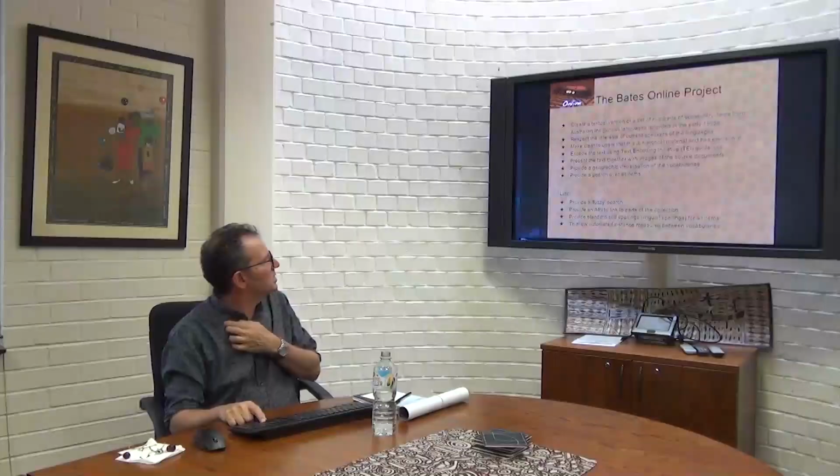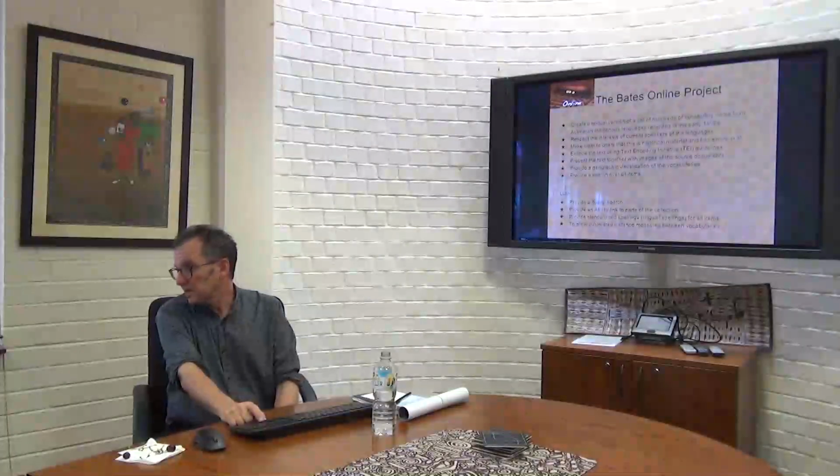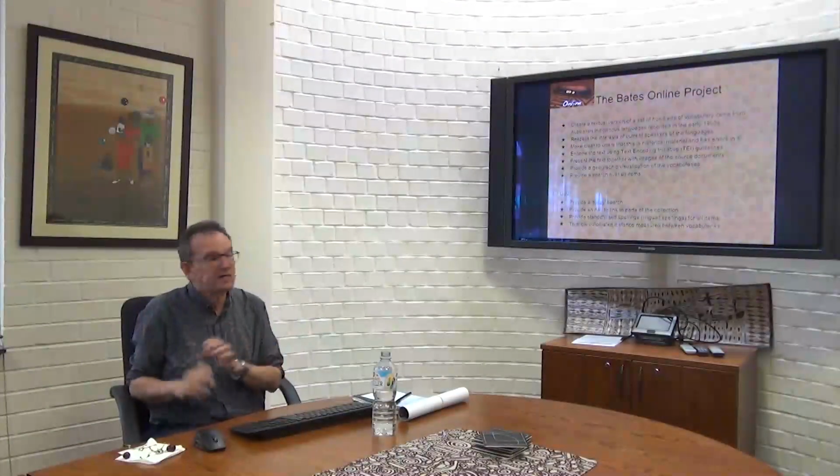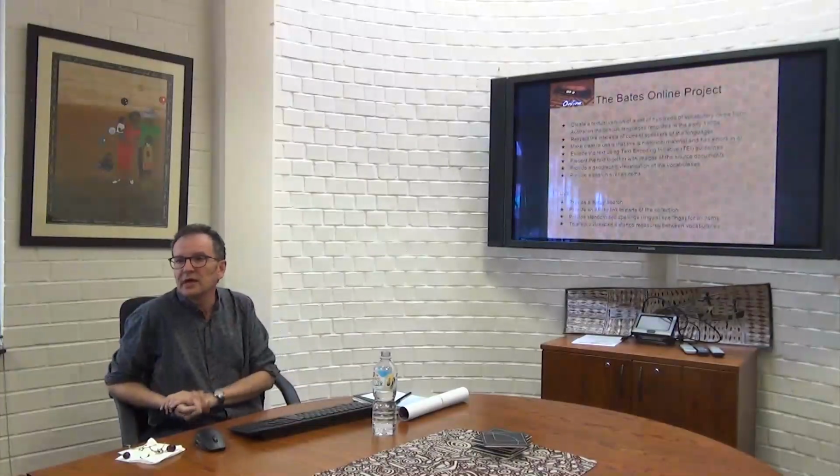So the records that survive are so important because of that, because for many languages, obviously some are still spoken strongly, but for many languages all that remains are historical records. So this project aims to create a textual version of Daisy Bates's vocabulary collection. This is one part of the Daisy Bates papers. It's only a 13th of the papers that we're looking at today.